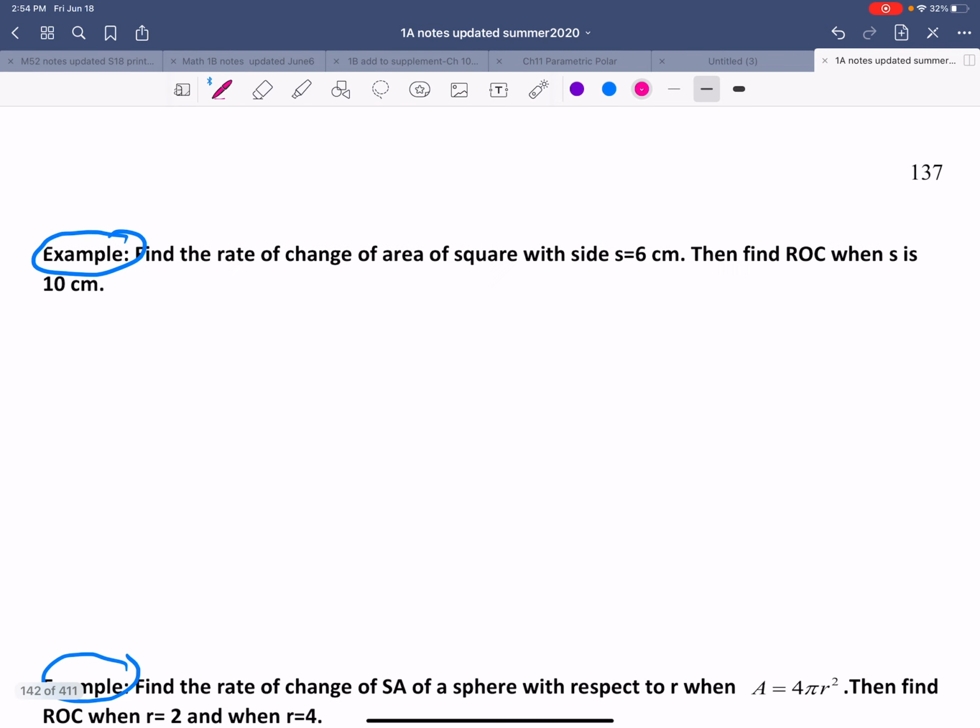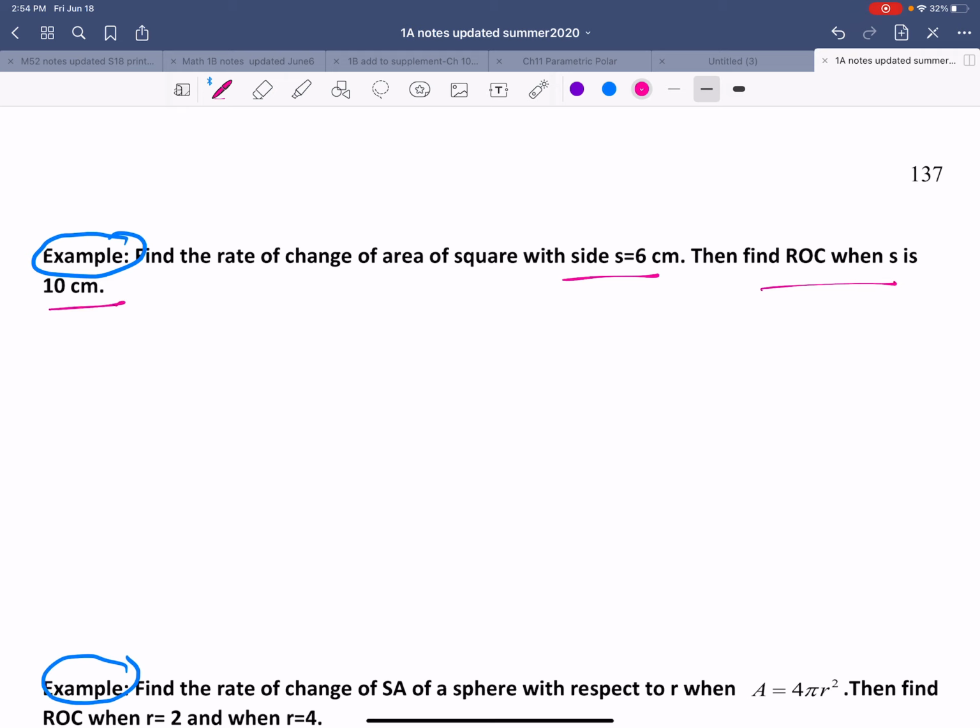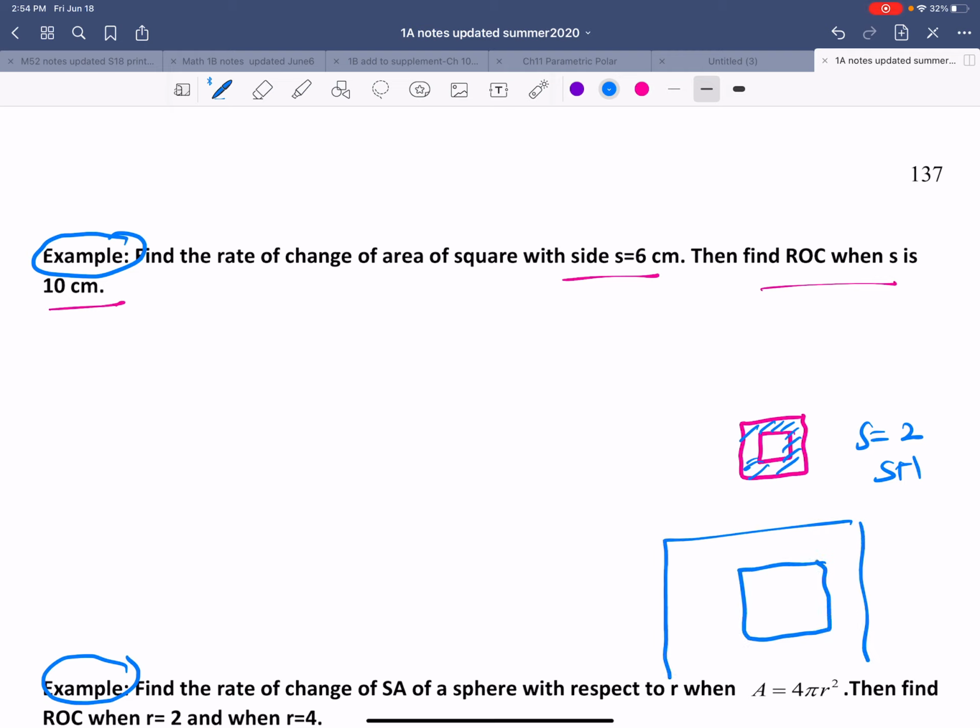Find the rate of change of area of a square with the side 6. Then find the rate of change when s is 10 centimeters. The rate at which area is changing depends on how big your square is. Let's say your side s was 2, and we increase s by 1, the new area is bigger. But if your side was 5 and you increase s by 1, you will gain a bigger area now. So the rate of change is different, and depends on the side of the square.